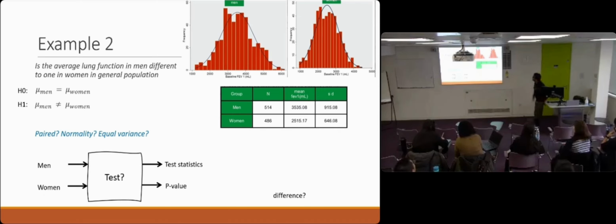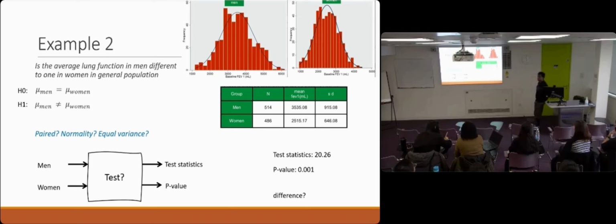Is it normally distributed? Look at the distribution. Yes. If you're not sure, always perform a test to check that. SPSS does it for you. Don't worry about it. Equal variance, another thing that SPSS does for you, so don't worry about it. So we perform an independent t-test, okay? And that's what the test is giving you. What do you conclude?